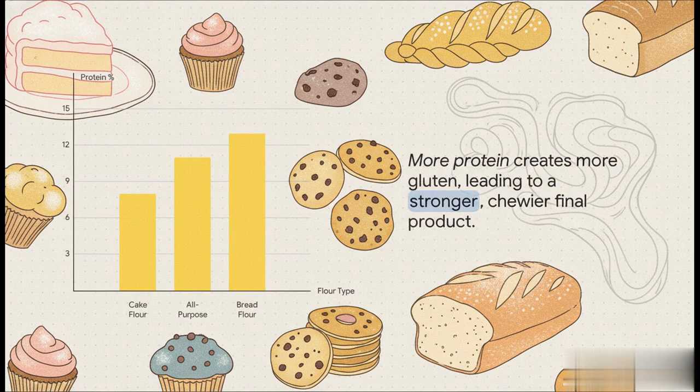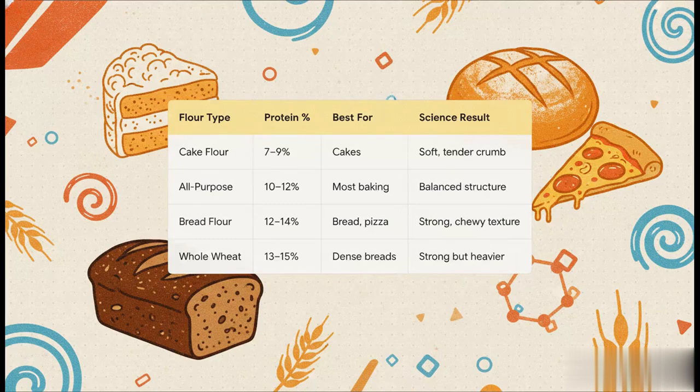And you can see that rule perfectly right here on this chart. Look at cake flour, way down on the low end with just 7 to 9% protein. All-purpose is your solid middle-of-the-road choice. And then way up at the top, you've got bread flour, which is a powerhouse, just packed with 12 to 14% protein, ready to build a really strong gluten network. This table breaks it down even more. You can see how cake flour's low protein gives you that soft, tender crumb. And bread flour's high protein is absolutely essential for a chewy pizza crust. But, hang on, look at whole wheat. It has the most protein of all, but the result is described as heavier. What's going on there? Well, it turns out there's another scientific secret at play.